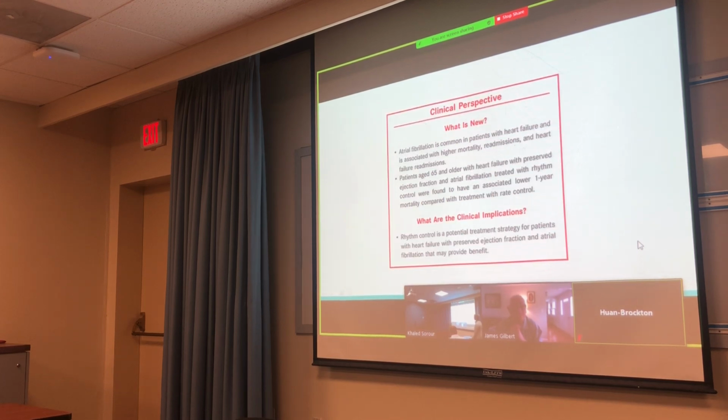So yeah, just a little recap. What's new about this paper was just showing that Afib is common in patients with heart failure, is associated with higher mortality, readmissions, and heart failure readmissions specifically. And patients who are 65 and older, because that was the sample, it was a Medicare sample, with heart failure with preserved ejection fraction, and Afib treated with rhythm control were found to have this association of lower 1-year mortality compared with treatment with rate control. So that's about it.